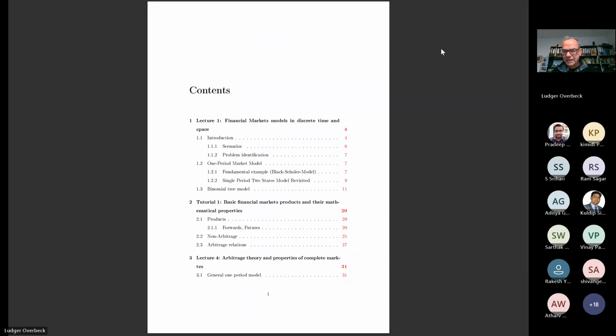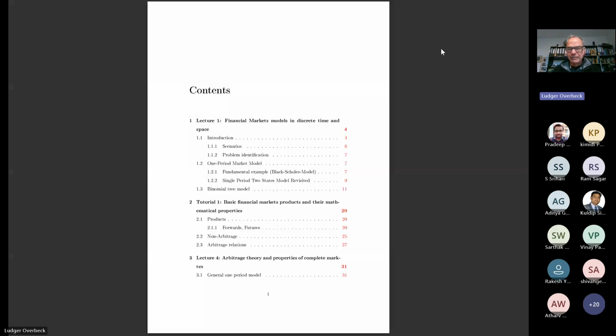So that's basically the content. Today we have our first lecture, and that's at least my part of the course. Today we look at financial markets in discrete time and space.